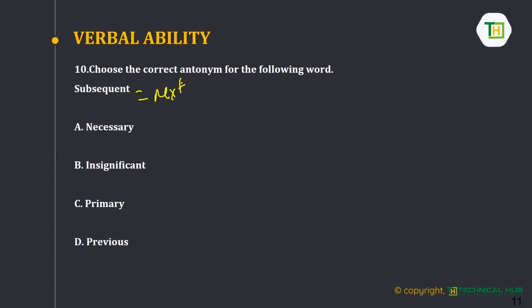So in that case, the opposite of next is the before one or the previous one. Okay, so the previous one is going to be the answer, and necessary won't come, insignificant doesn't come, and primary also doesn't come. So the previous one is the answer, and subsequent means the next one, so the opposite of it is obviously the fourth option, the previous one. Okay, so the opposite of significant is insignificant, not important. Significant means important, and insignificant means not important.